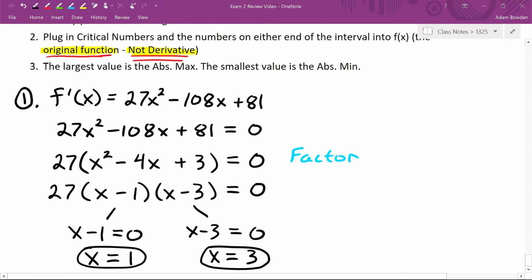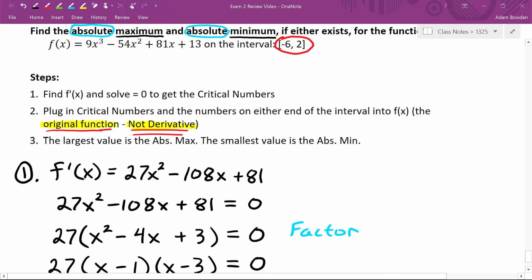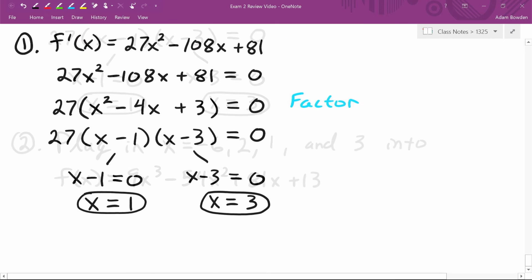Now the next step is to plug in the critical numbers and the numbers at either end of the interval into f of x, which is the original function, not the derivative. So when we go back up to the original function, it gave us the interval from -6 to +2. We're going to plug the -6 and 2 in, along with our critical values.